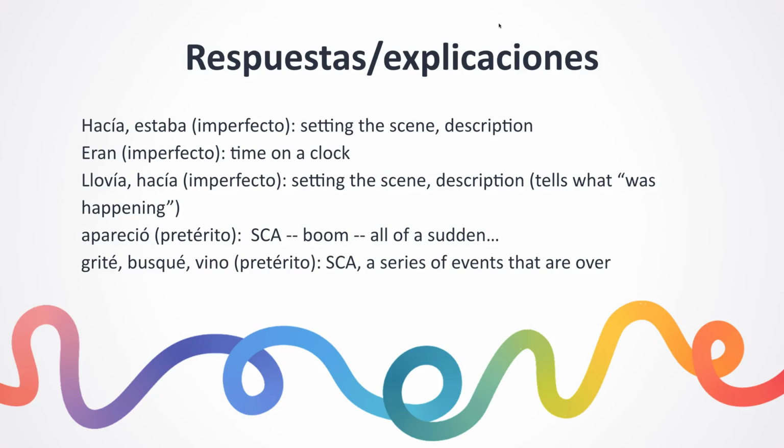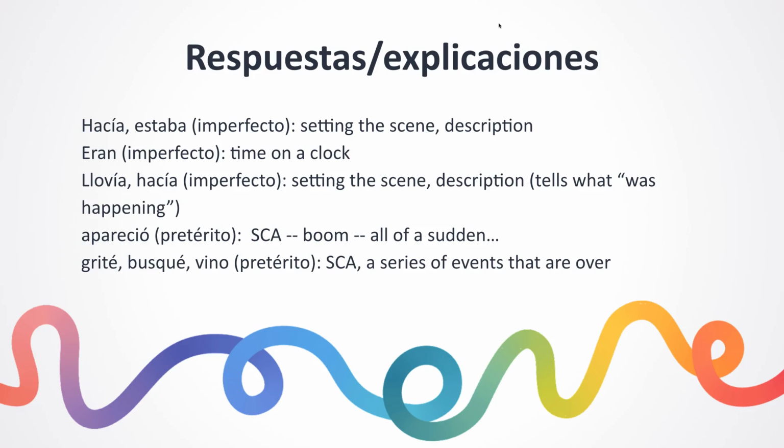So here you have some respuestas and explicaciones for the story. It starts with hacía and estaba in the imperfecto because those verbs are setting the scene and describing. Eran is in imperfecto because it's telling time on a clock. Llovía and hacía are imperfecto because they're setting the scene and describing. That tells what was happening. Apareció is pretérito. It's a specific completed action. Boom, all of a sudden it appeared.